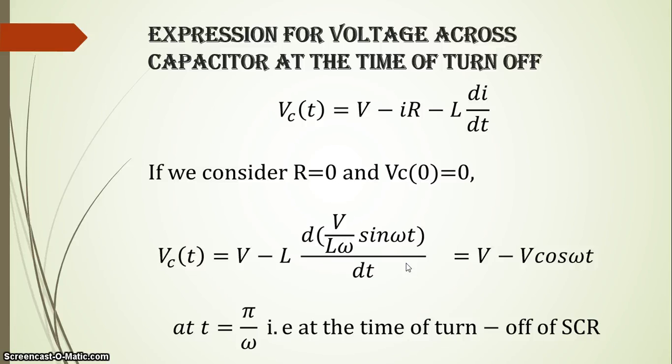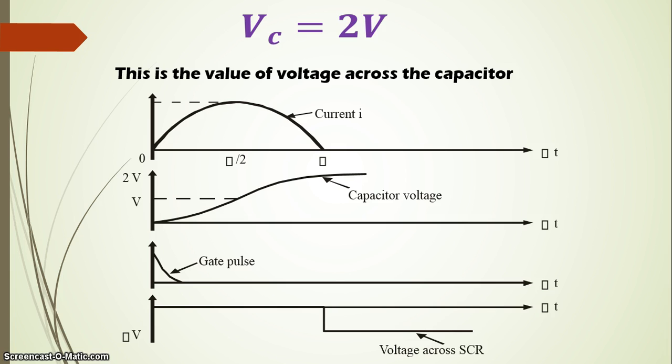Time of turn off. By applying KVL to the original circuit, Vc(t) = V - iR - L di/dt. By neglecting the resistance and considering the initial voltage across the capacitor to be 0, Vc(t) = V - V cos ωt. At time t = π/ω, that is at the time of turn off of the SCR, the voltage across the capacitor is found to be twice the supply voltage.